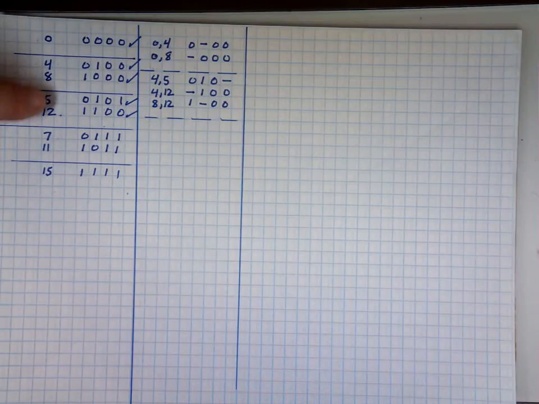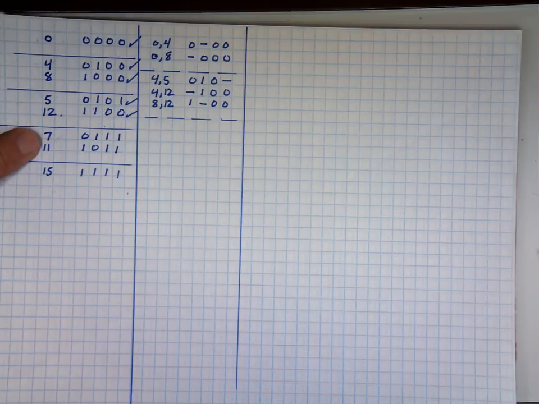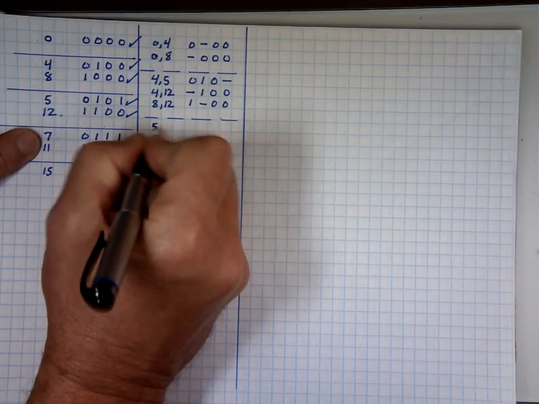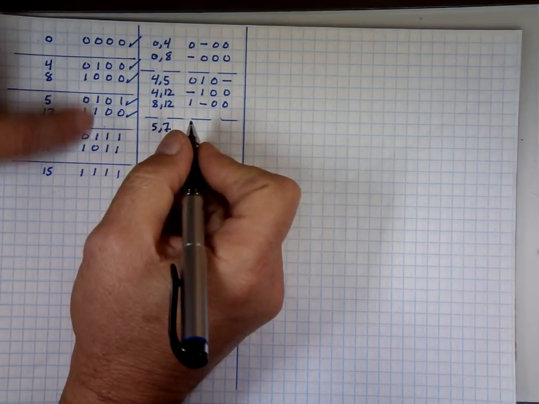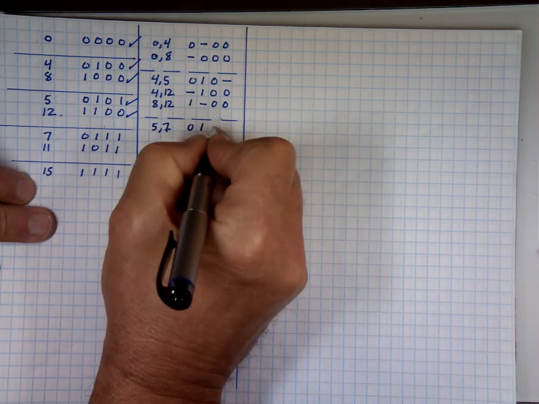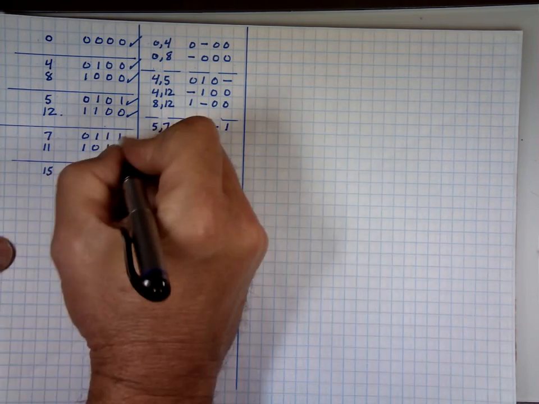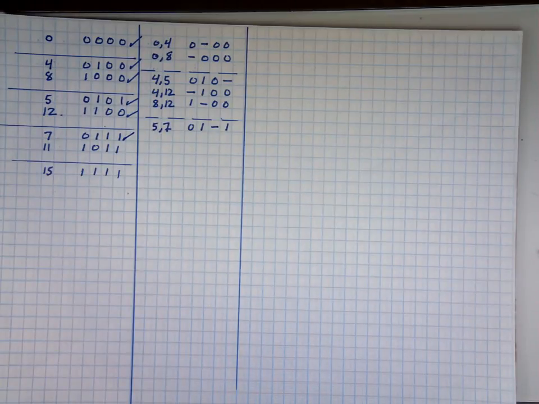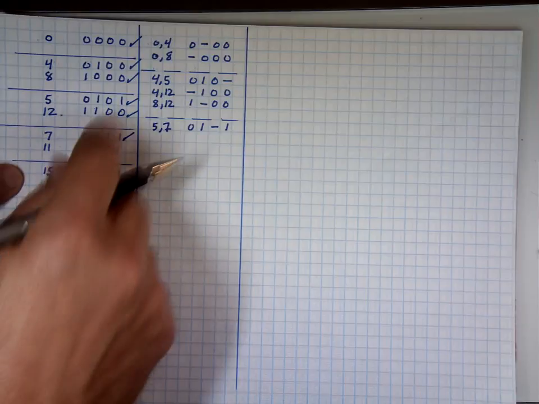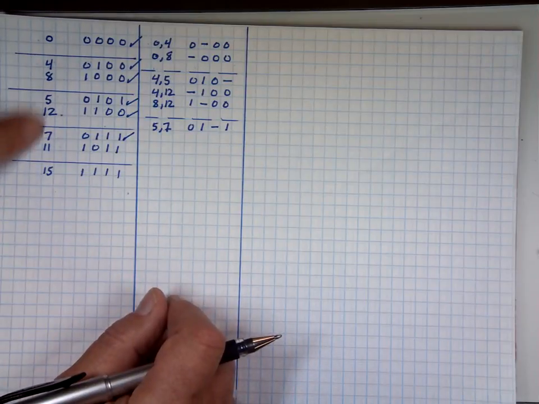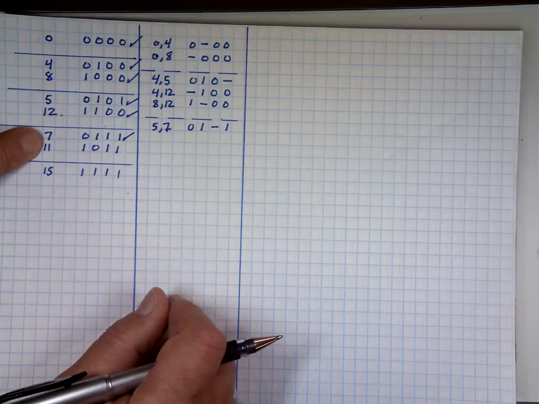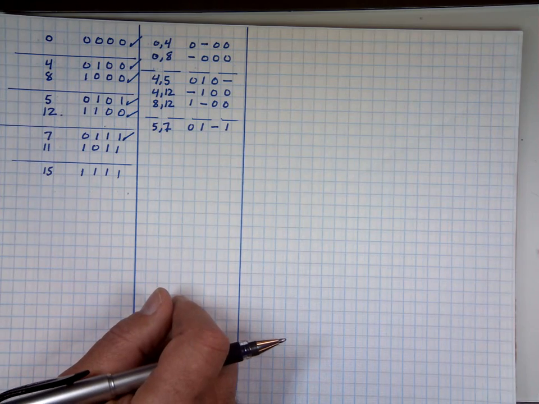Next, I have to look at this group and compare it to that group. The 5 and 12 with 7 and 11. How about 5 and 7? Yeah, 0, 1 dash 1. 0, 1 dash 1. There's a check mark next to 7. How about 5 and 11? No, they're different. How about 12 and 7? Different. 12 and 11? Different. That's one group.